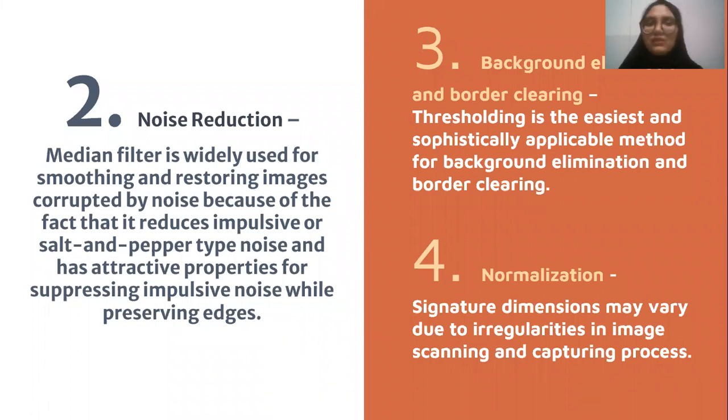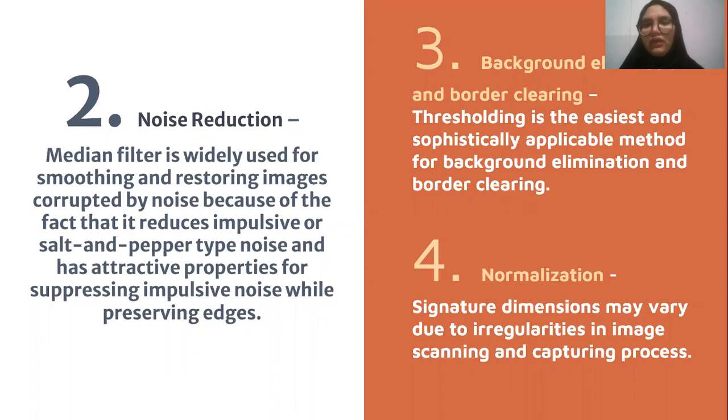The second is noise reduction. The median filter is widely used for smoothing and restoring images corrupted by noise, because it reduces impulsive or salt and pepper type noise and has attractive properties for suppressing impulsive noise while preserving edges. Salt and pepper is added because there may be small disturbances which may not be detected while removing noise. To avoid this and remove noise from the image, salt and pepper noise is added, and then the small disturbances are removed along with the added noise.